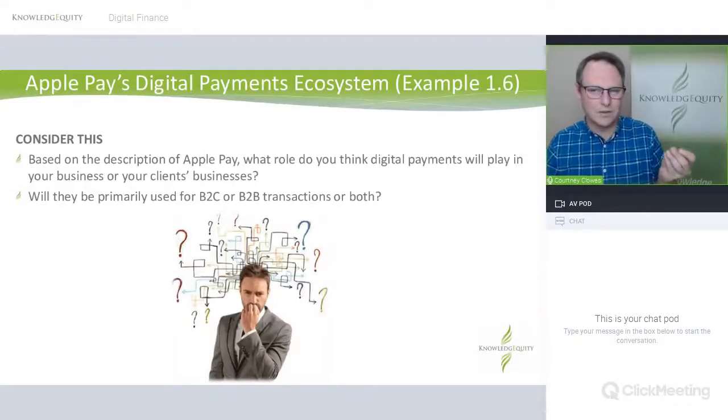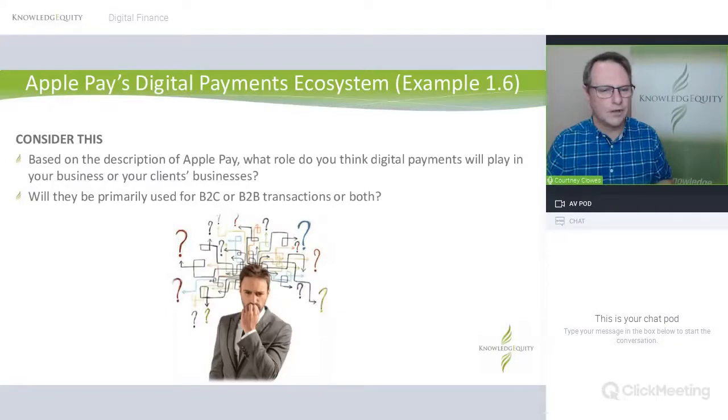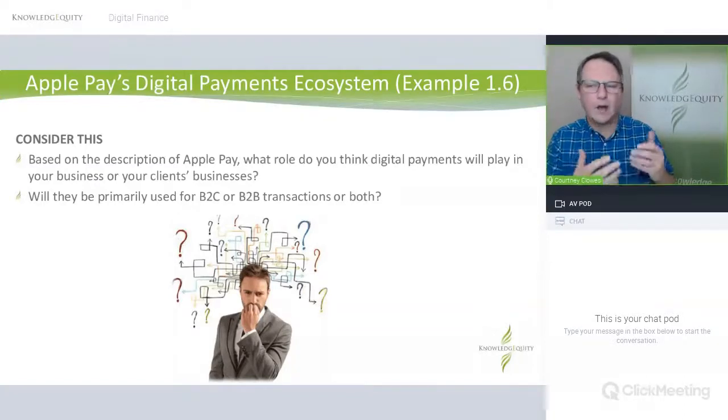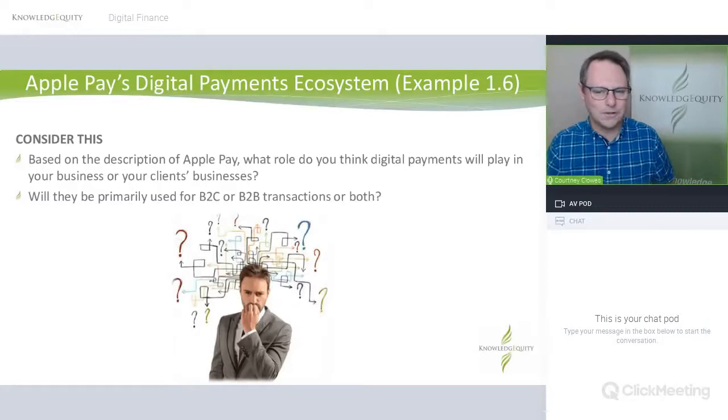The knowledge of digital finance and how to implement it. And will they use it for B2C, which is business to consumer, or B2B, business to business, or even both? So take a moment to think about how your organization may do digital payments.